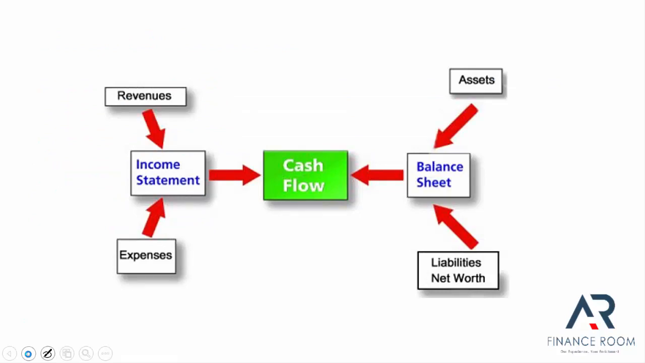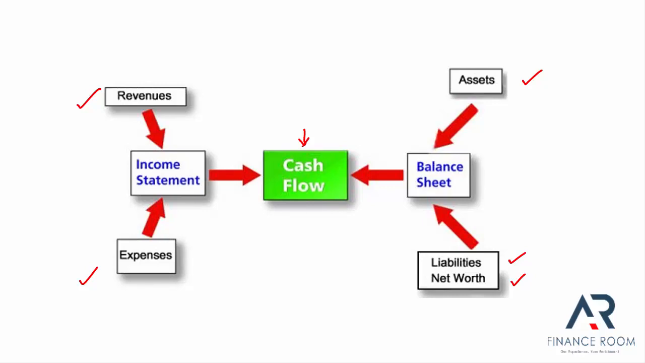So the income statement primarily has two components, the revenue and the expenses. The balance sheet primarily has three components: assets, liabilities, and net worth. And to know the position of cash, we prepare a cash flow statement. All right, so that's how the financial statements are interlinked.